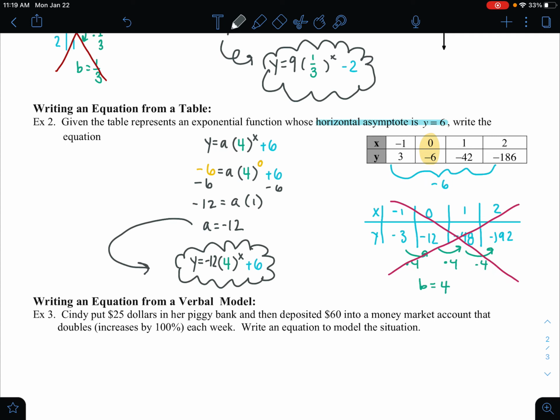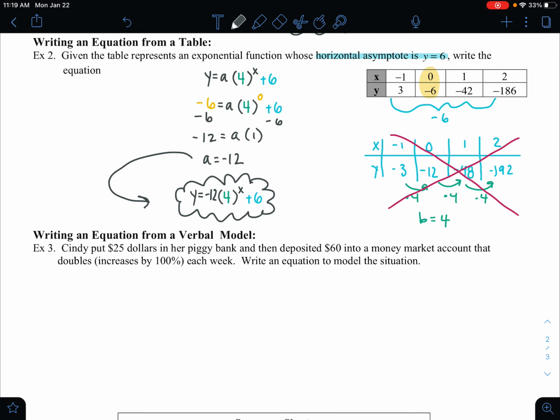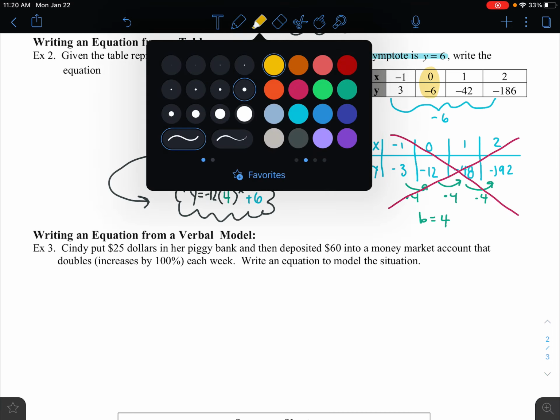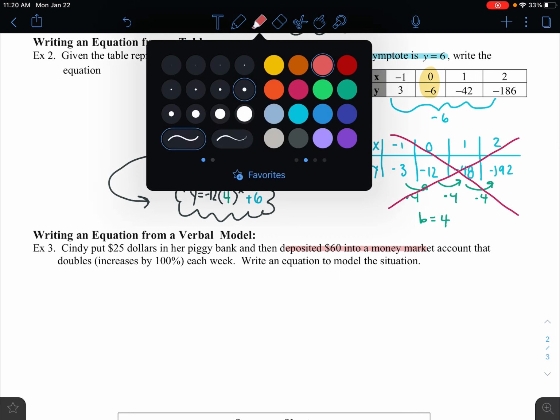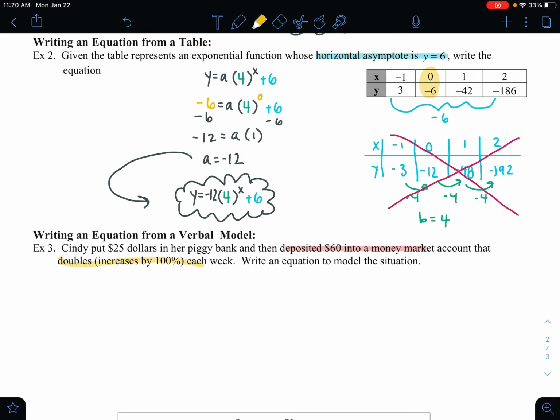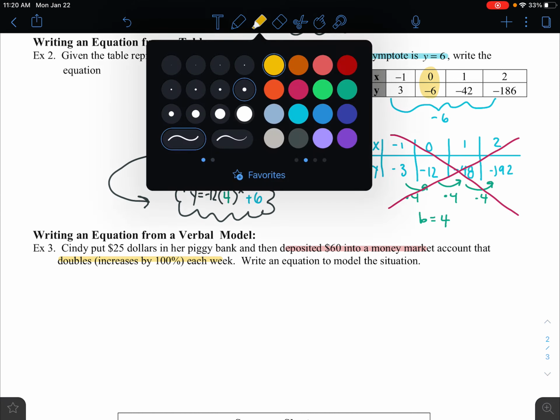All right, and then the last one that I'm going to go through with you guys is a verbal model. Cindy put $25 into a piggy bank and then deposited $60 in a money market account that doubles, increases by 100% each week.